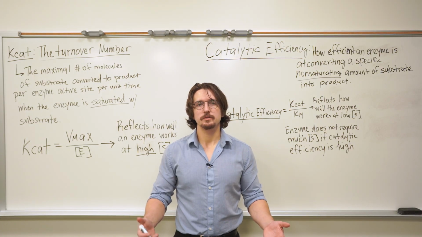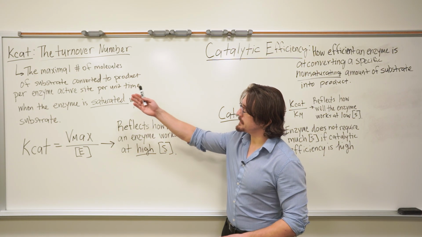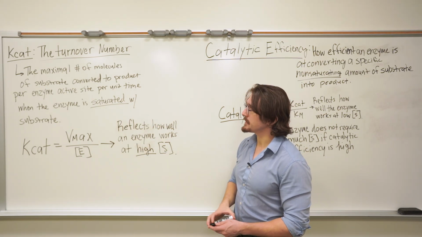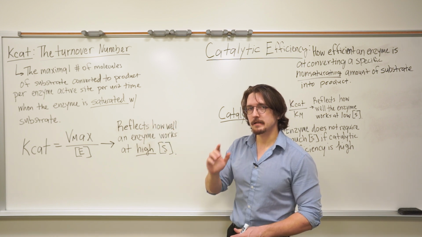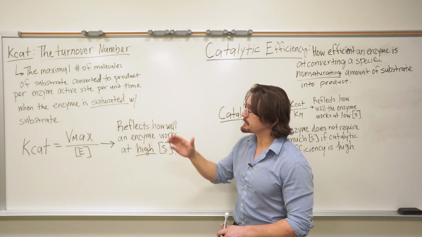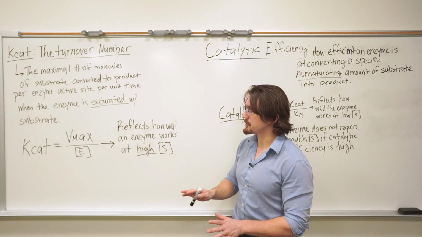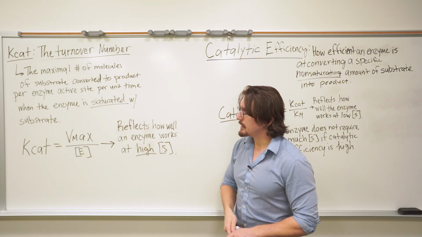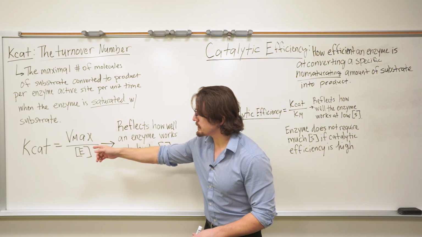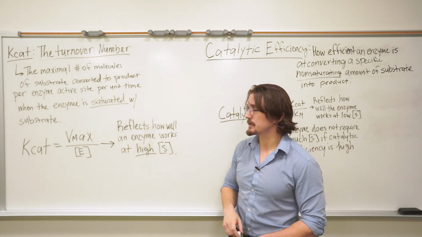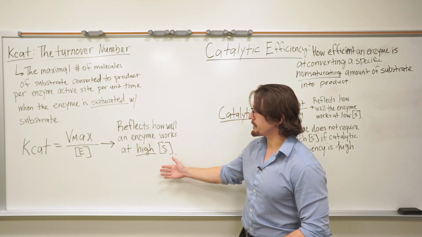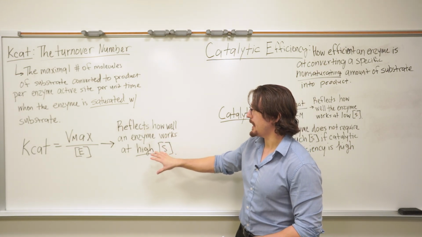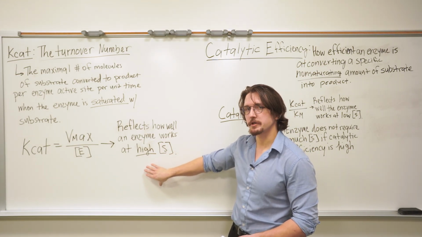Okay, so now let's discuss two more important concepts. The first is what's called the kcat, which is the turnover number. That's defined as the maximal number of molecules of substrate converted to product per enzyme active site per unit of time, specifically when the enzyme is fully saturated with substrate. In other words, when all of the available active sites are bound to substrate. Mathematically, kcat is equal to Vmax divided by the concentration of the enzyme. What I want you to take away is that kcat is reflective of how well an enzyme is operating at very high, fully saturating concentrations of the substrate.